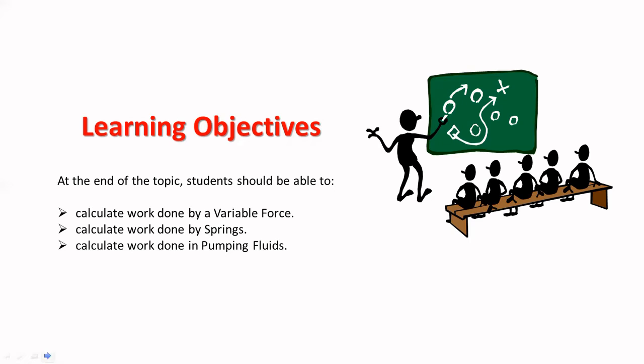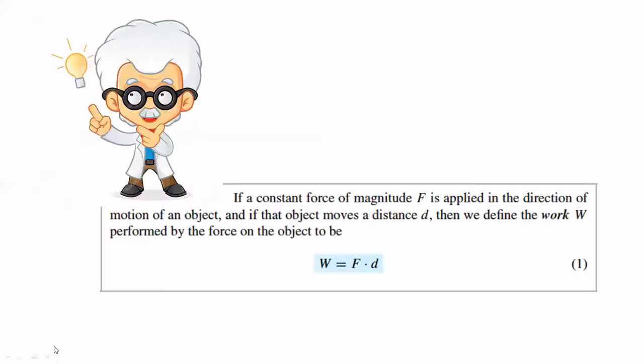of slides. Now, if a constant force of magnitude F, so this is our representation of the force, is applied in the direction of the motion of an object, and if that object moves a distance d, then we define work W as the product of the force applied in the direction of the movement of the object. So work is equal to F times D.